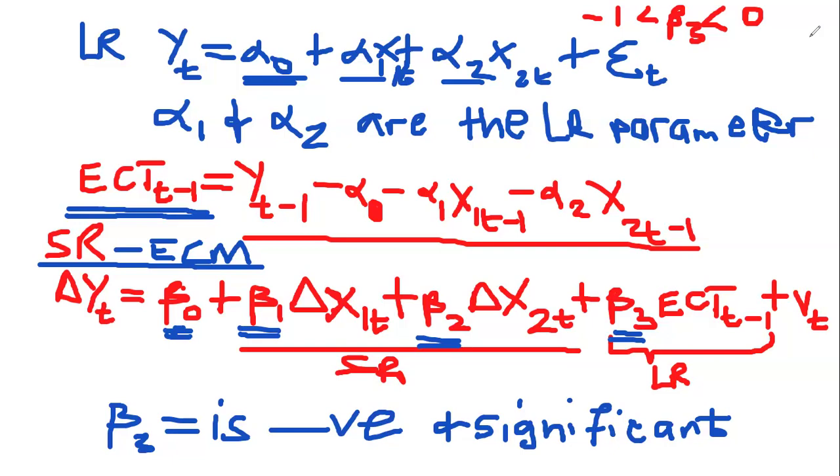You may also need to what? To change your variables. If they were not logged, you may need to transform them to logs, for you to end up getting the results that are in line with the fact that your variables are co-integrated, right? So I hope that is clear. If there is something that is not clear, please, you can always ask.